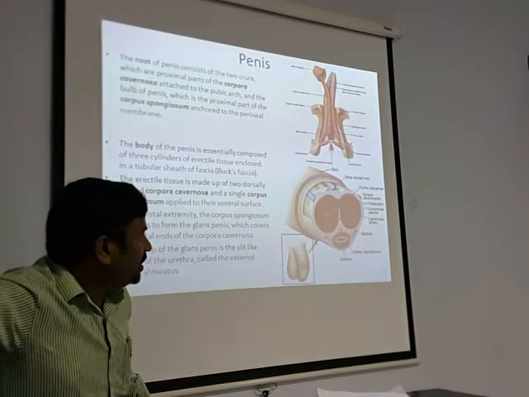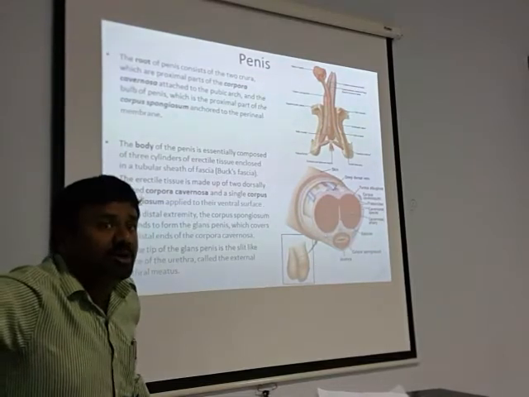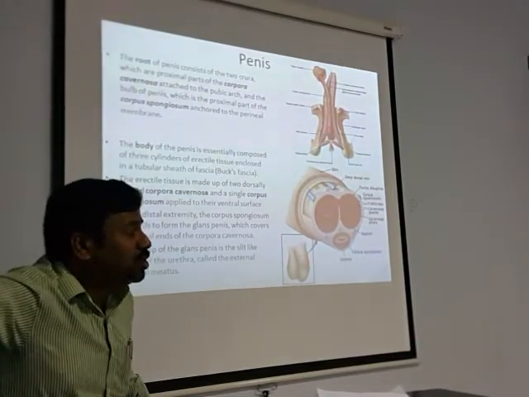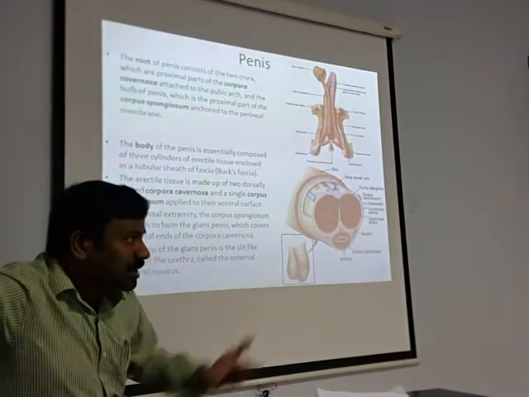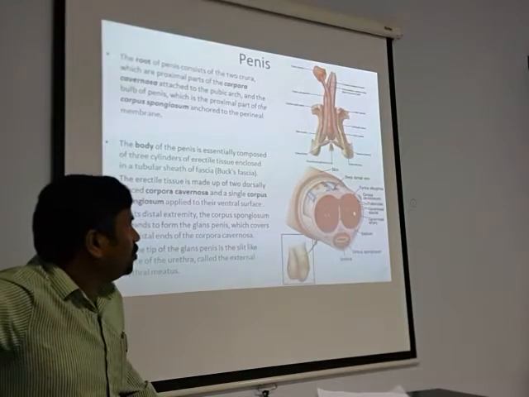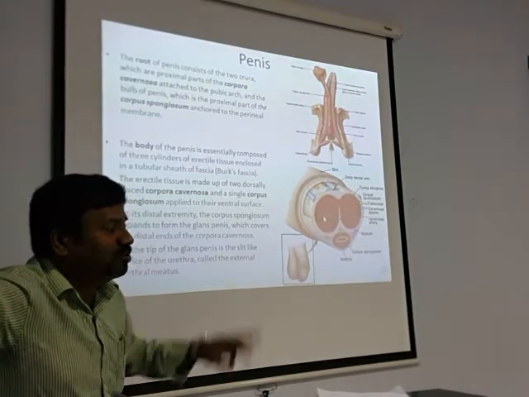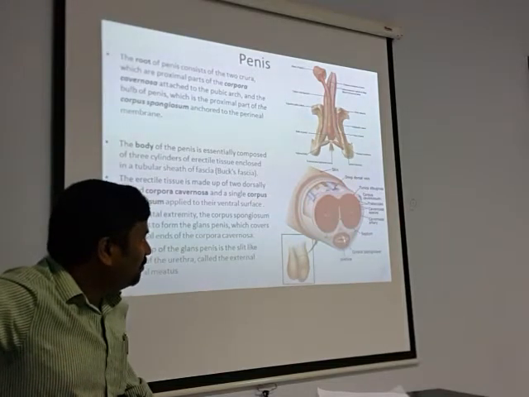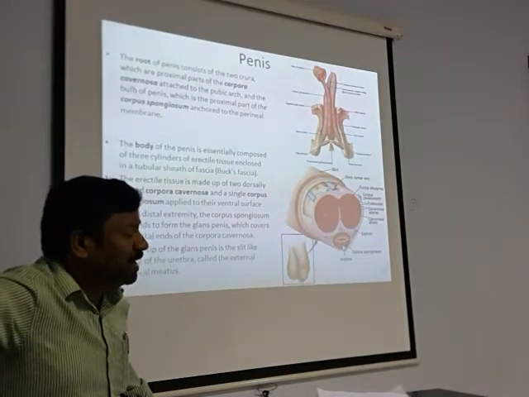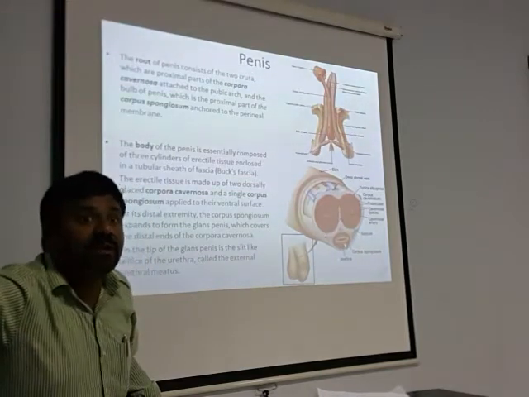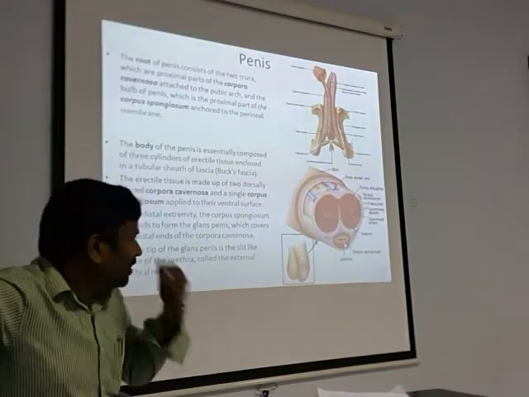So you have 3 bodies. What are they? 2 corpora cavernosa and 1 corpus spongiosum, which is on the ventral surface. Only 1. Whereas on the dorsal surface you have 2 bodies, the corpora cavernosa. So the 3 corpora are the 3 cylinders. Where is the urethra present? It is present in the corpus spongiosum. Be clear with this.